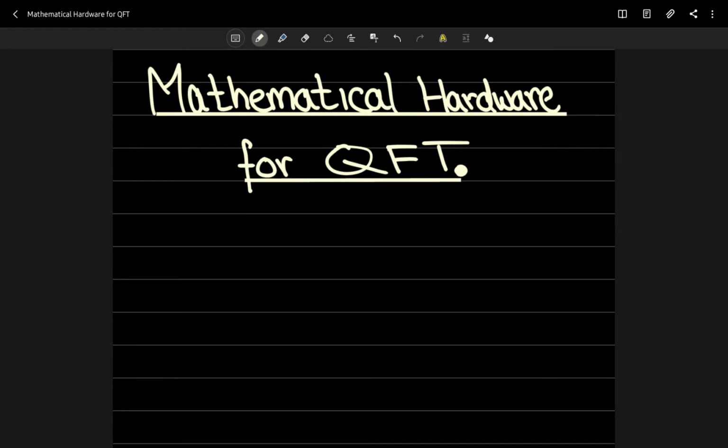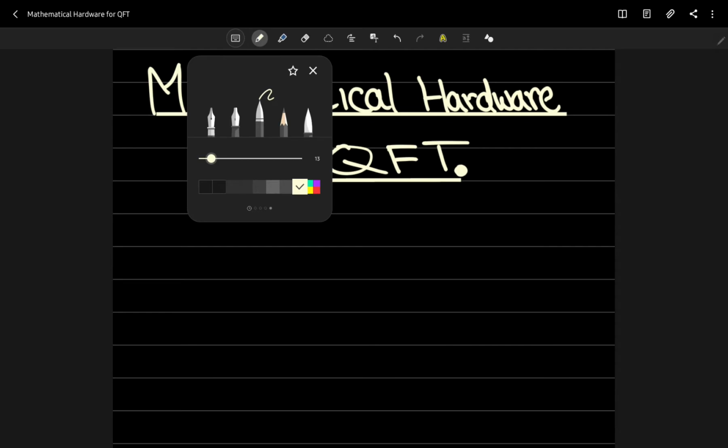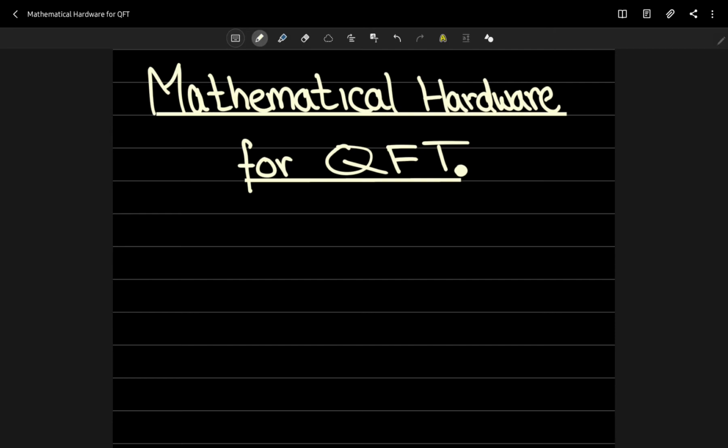In this very first lecture on quantum field theory, I will talk about the mathematical hardware that is required for relativistic quantum field theory. So, for a quantum field theory to be relativistic, it must be symmetric under the Poincare group transformations. I hope I'm pronouncing it correctly.